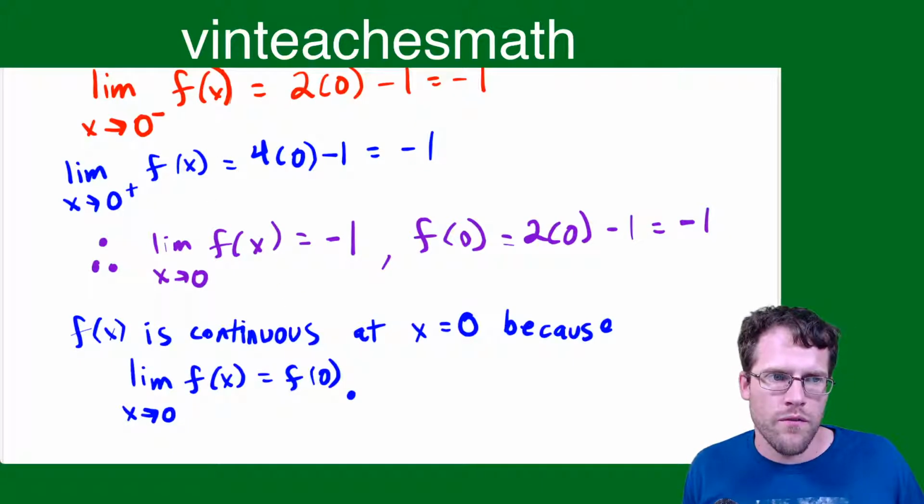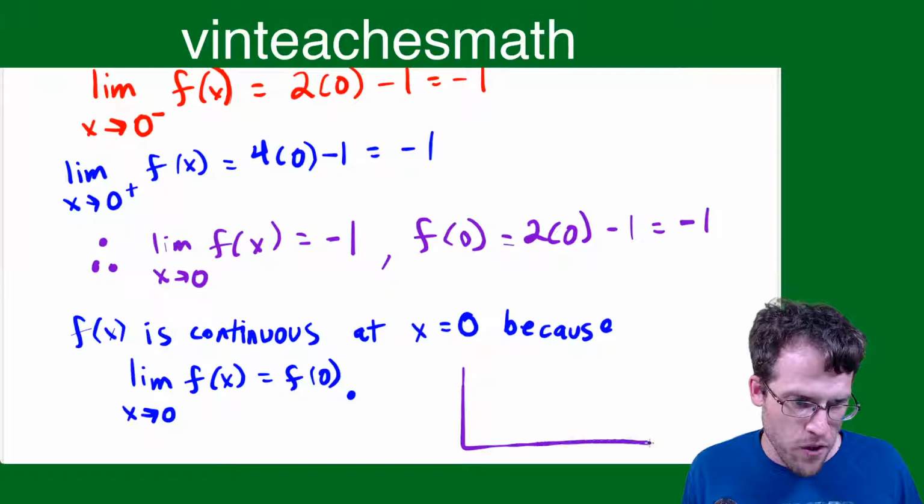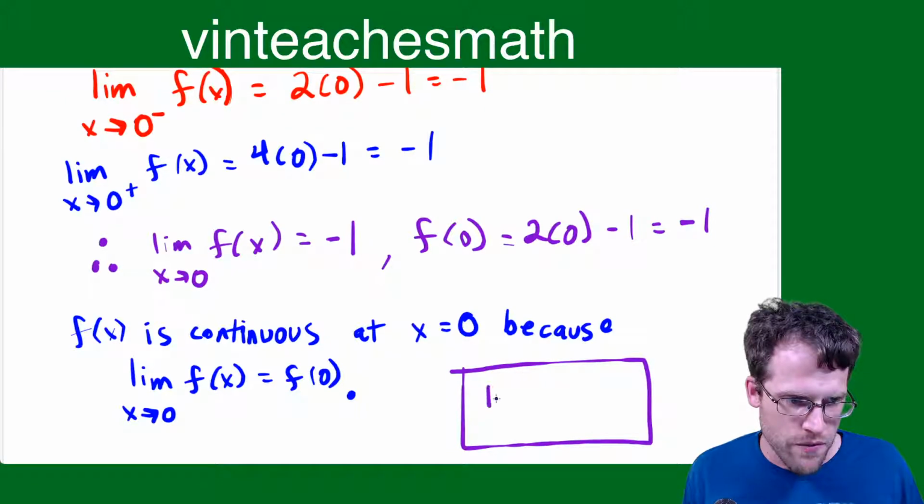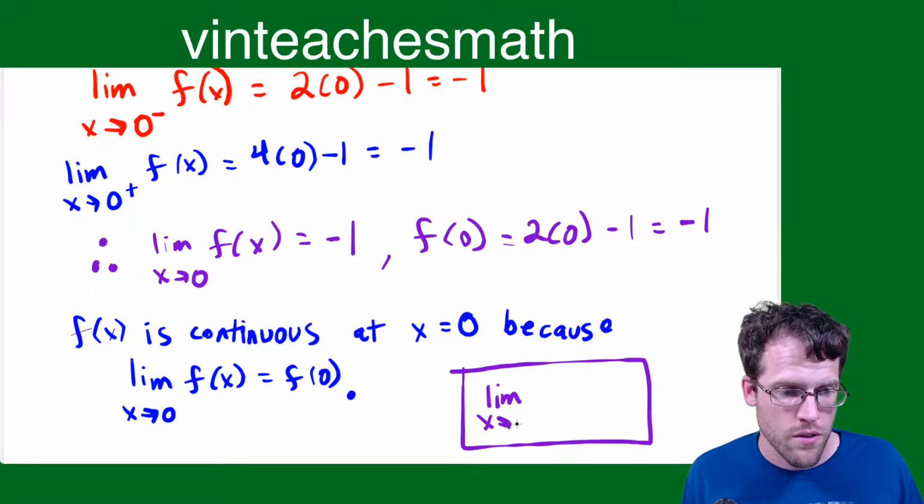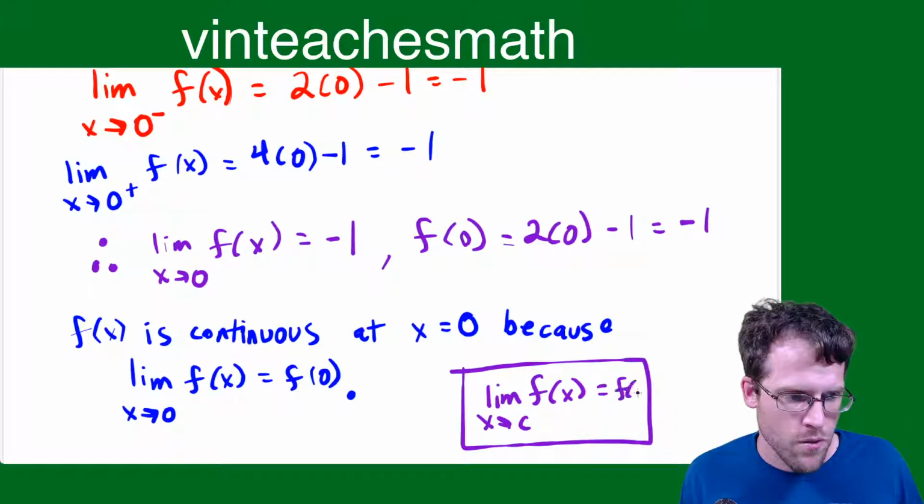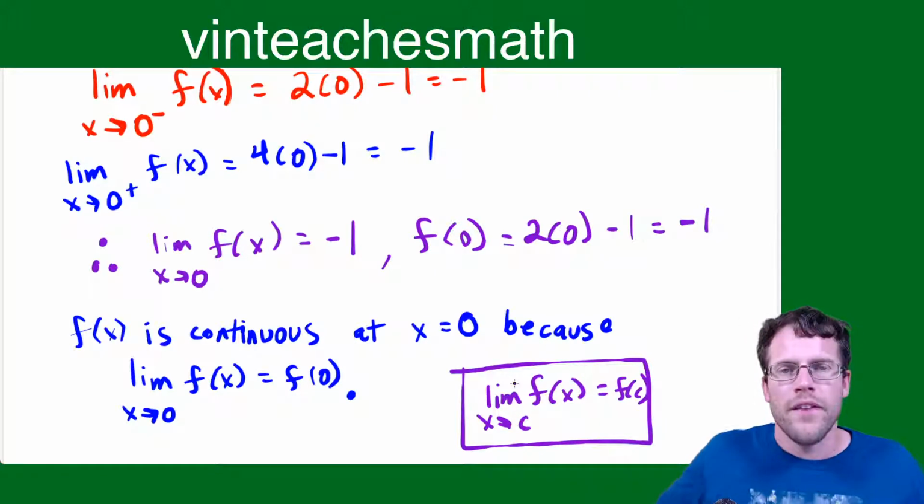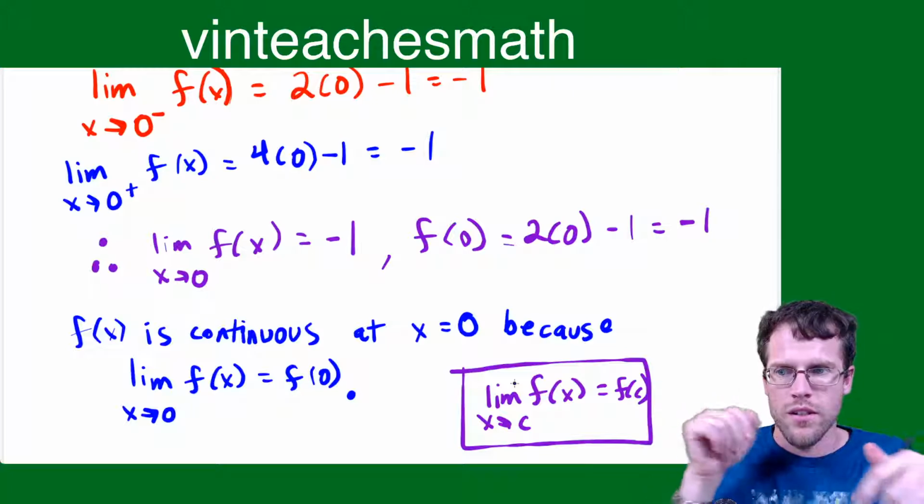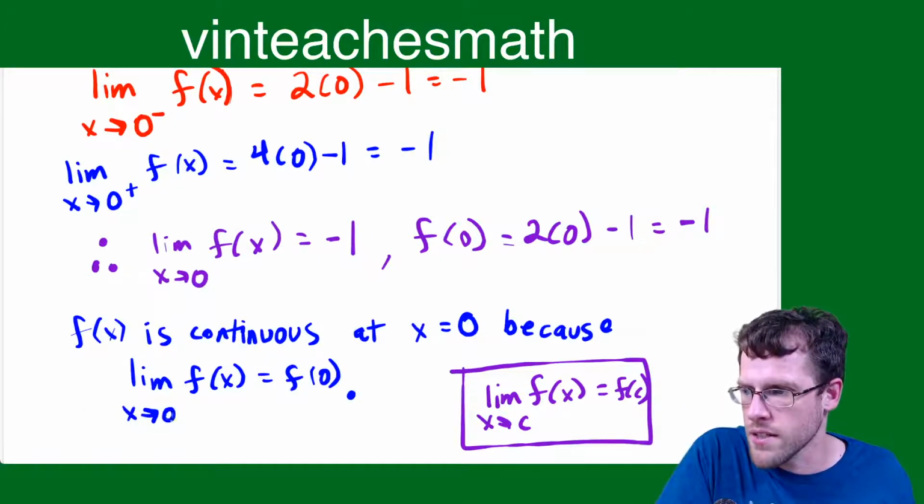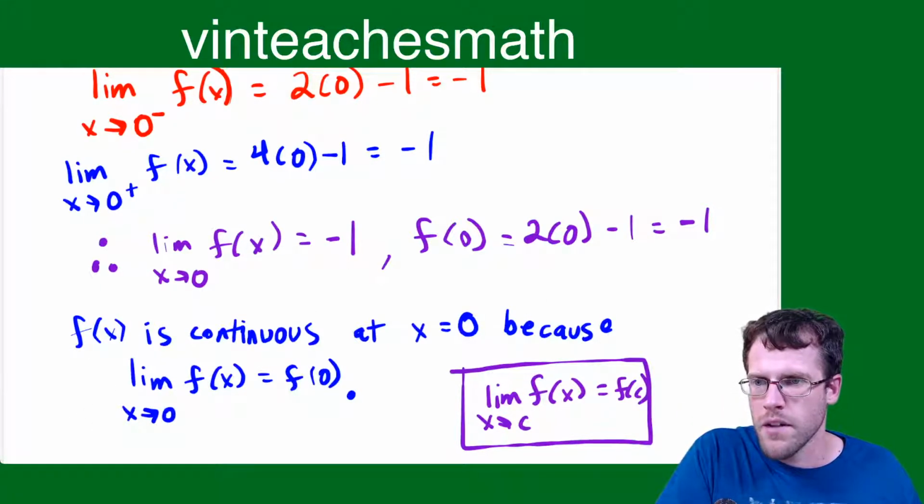Just know for the AP test, I know it's far away, but this is the $1 million definition for continuity. This definition is so important. The limit as x approaches c of f of x equals f of c. If you could show this is true, then your function is continuous at x equals c. All right, so really big idea, big idea to master.